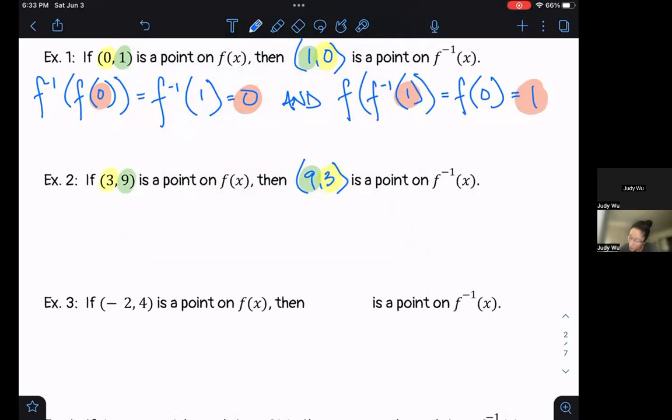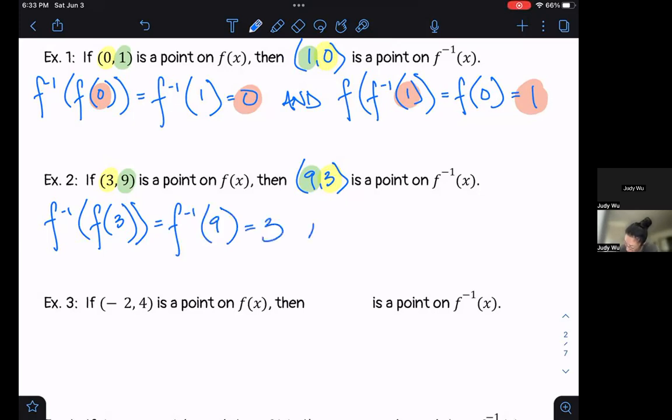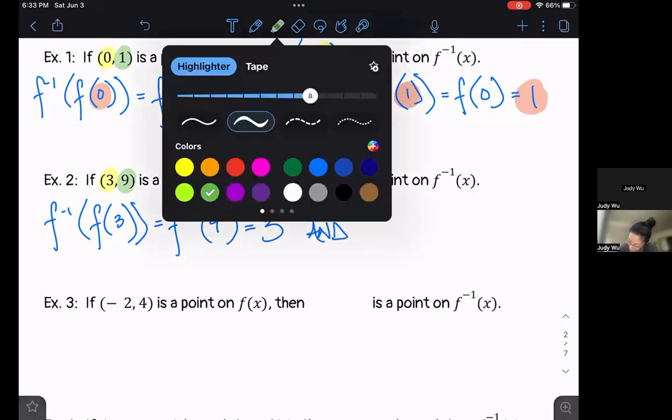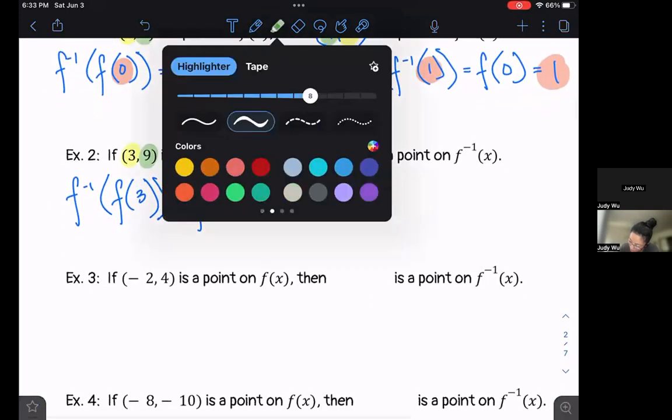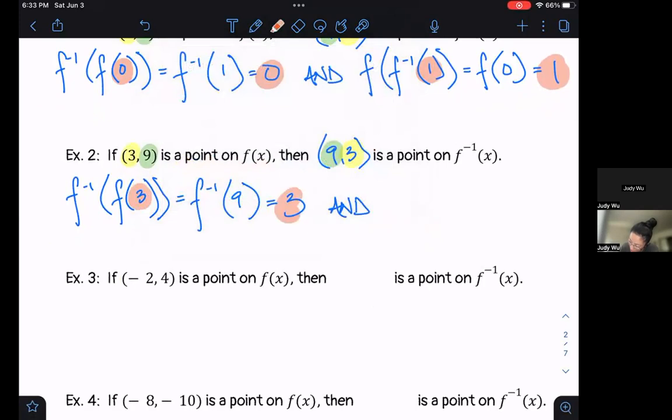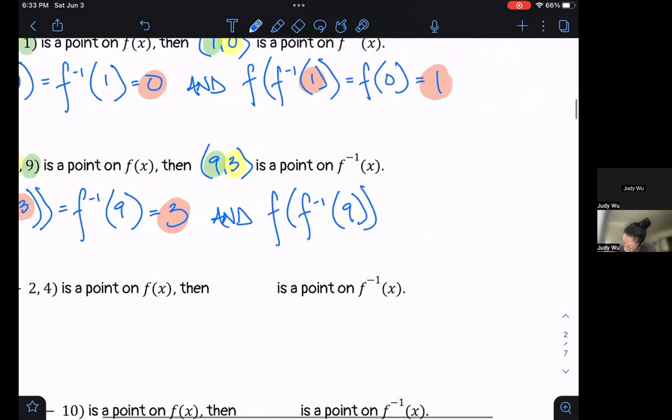All right, let's try composing them both ways again and see what we get. So inverse of f of 3: f of 3 is 9, so inverse of 9 is 3. That checks out. So 3 in, 3 out. And f of the inverse of 9 gives f of 3, which according to our other coordinate is 9. So 9 in and 9 out.